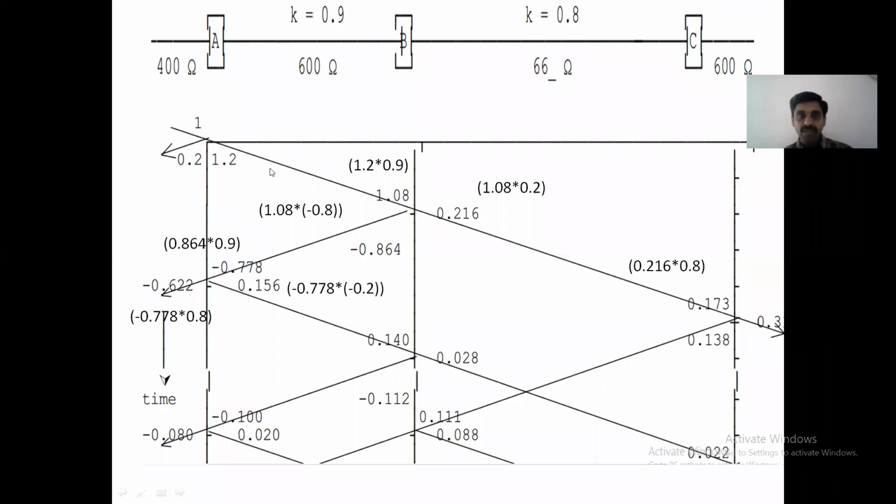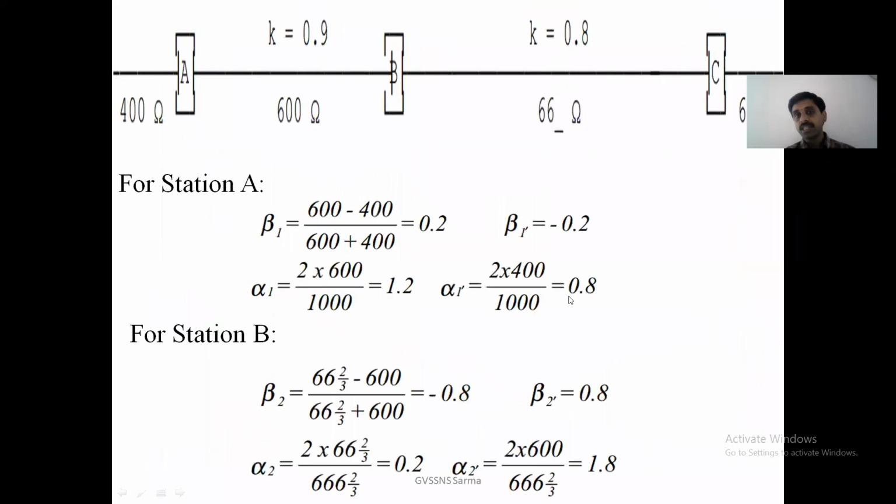During this travel, it is multiplied with the attenuation constant 0.9. Therefore 1.2 into 0.9, 1.08 is the value reaching here at this junction, that is junction 2, where we have calculated again the reflection and refraction values. So 1.08 is the wave entering here. It is reflected with minus 0.8. You have seen here at this junction, the reflection is minus 0.8.